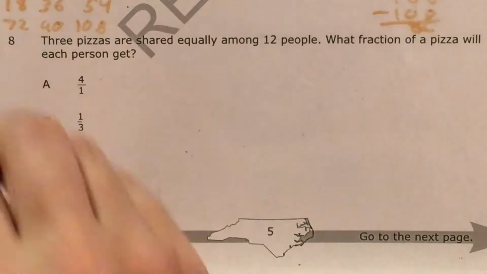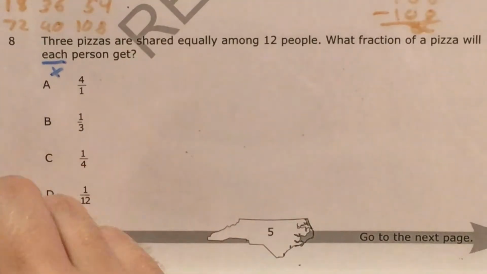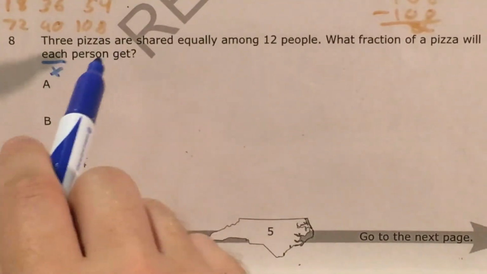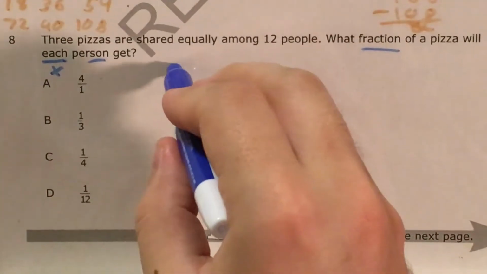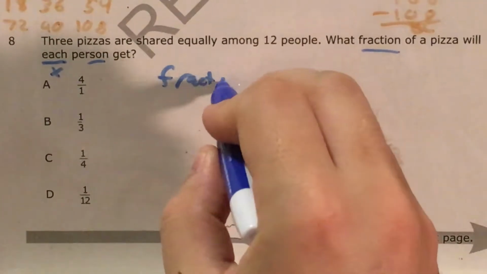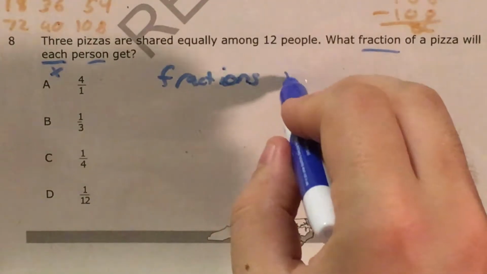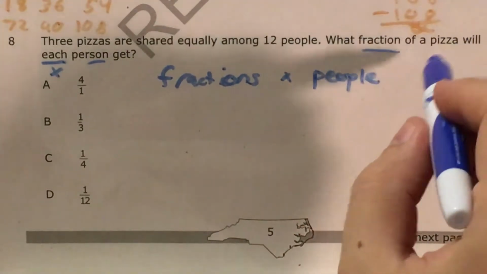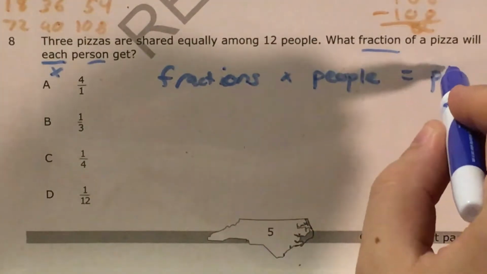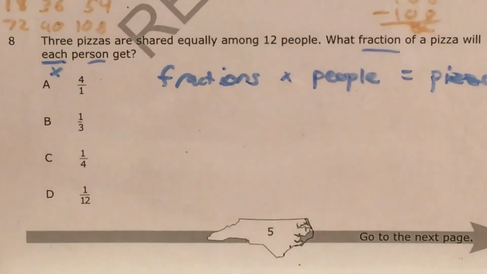So I want to start by looking at my word "each," and "each" tells me that I'm going to multiply. Specifically, it says what fraction of a pizza will each person get, so I know that whatever that fraction is, if I multiply it by the number of people, it's going to get me the total amount of pizza that I have. So there's my multiplication sentence with words.